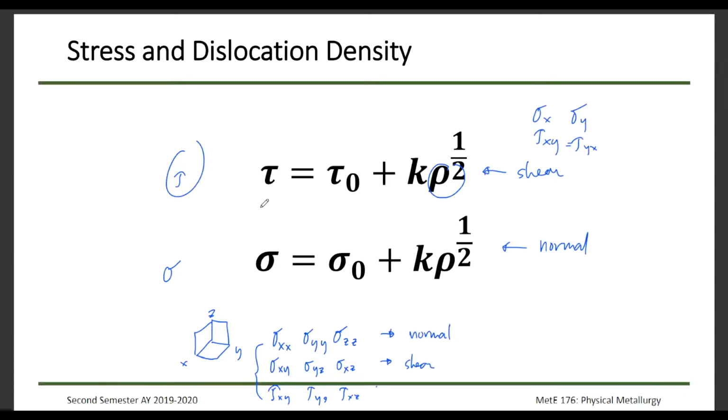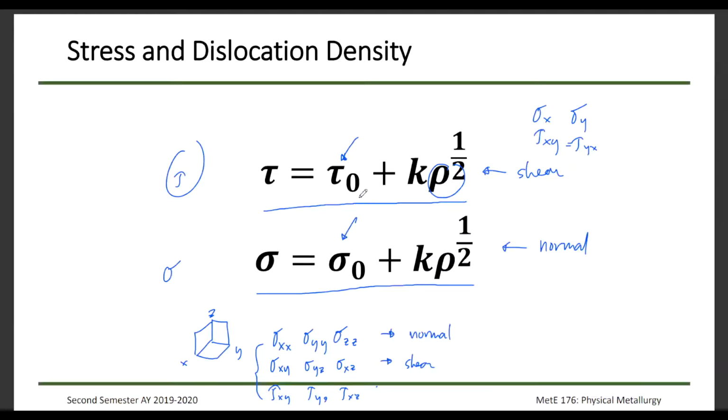So anyway, yung stress and dislocation density can be related to each other, no? And we can relate them in this equation right here. Such that yung sigma and shear stresses are directly proportional. Yung normal and shear stresses, I mean, are directly proportional to the square root of the dislocation density, no? Okay?